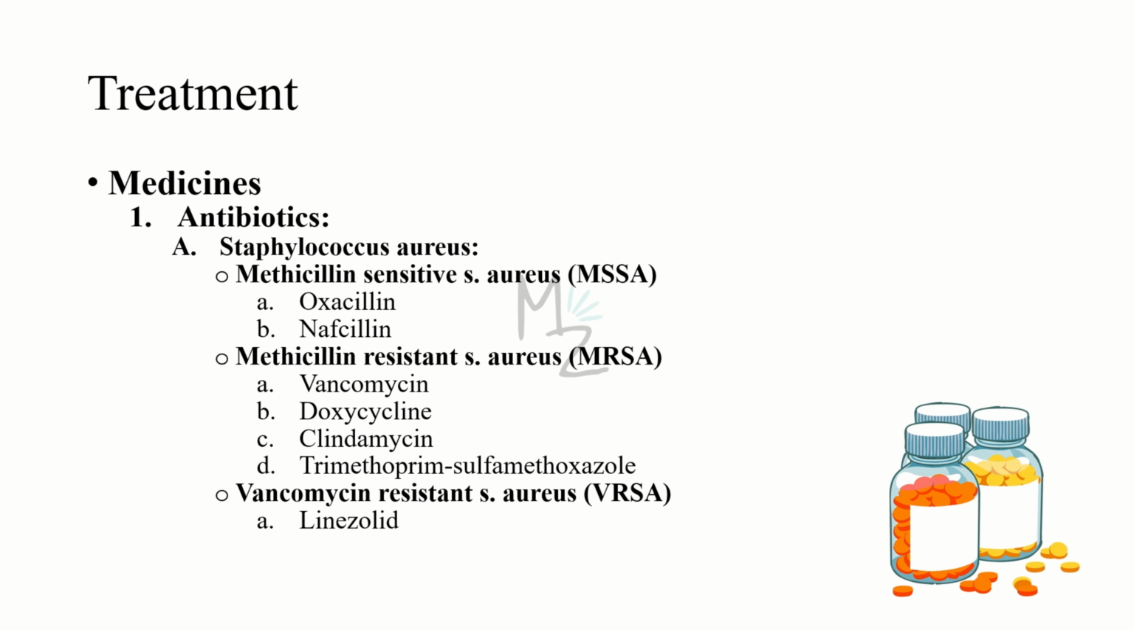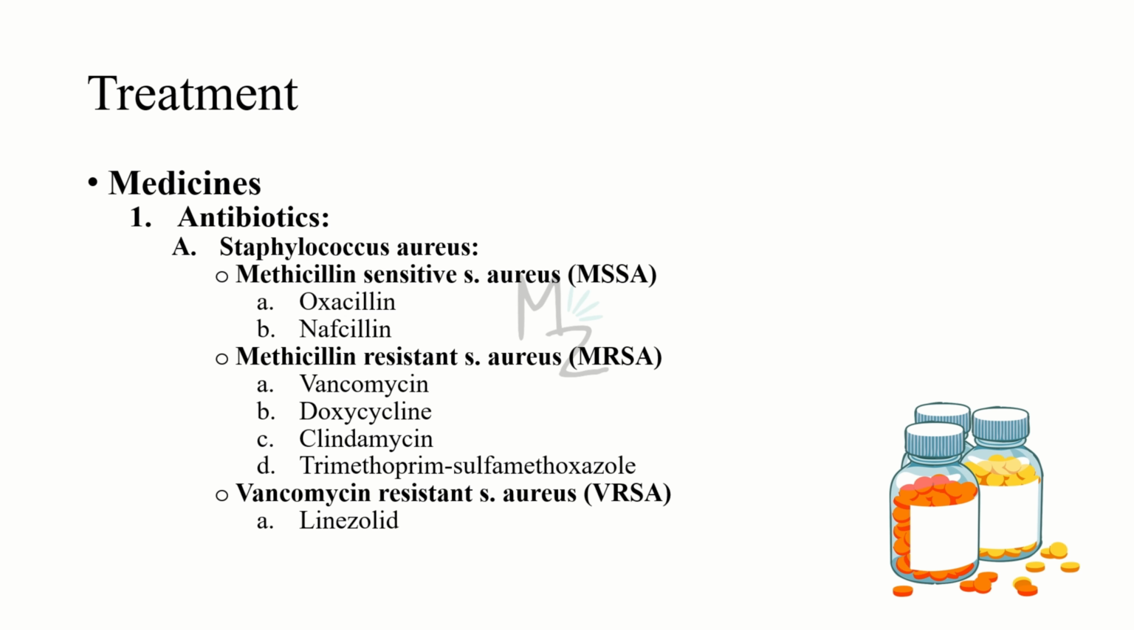Treatment depends on the type of bacteria and its resistance or its sensitivity to certain types of antibiotics. For Staph aureus, the antibiotics are classified into methicillin sensitive Staph aureus, MSSA, which include oxacillin and nafcillin. The other one is methicillin resistant Staph aureus, which is MRSA, that include doxycycline, vancomycin, clindamycin, trimethoprim sulfamethoxazole. And the third one is vancomycin resistant Staph aureus, VRSA.